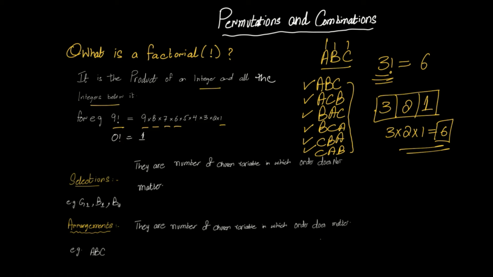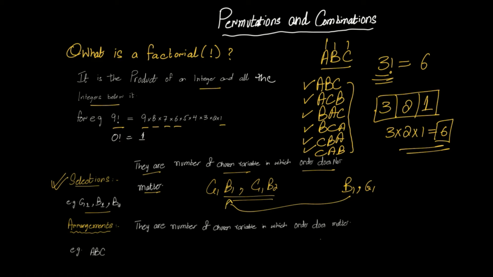Now, what are selections? They are the number of chosen variables in which the order does not matter. For example, I have 1 girl and 2 boys, and I have to make a team of 1 girl and 1 boy. There are only 2 possible outcomes: girl 1, boy 1, or girl 1, boy 2. If someone says, why don't you choose boy 1, girl 1? I'll say, that is the same thing as this. So in some cases, order does not matter.